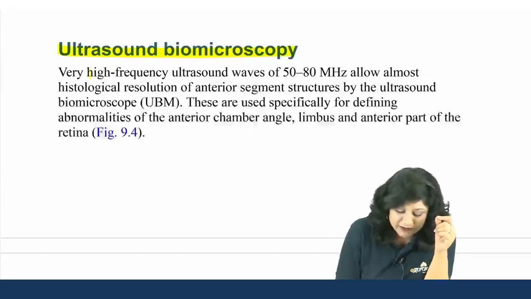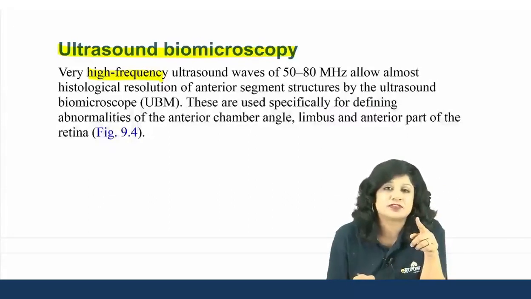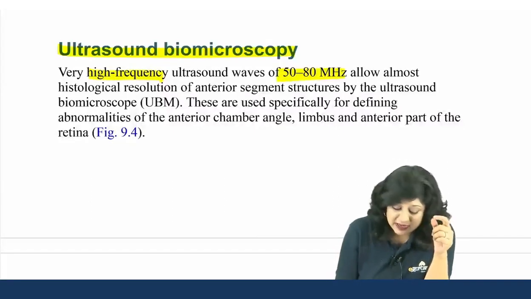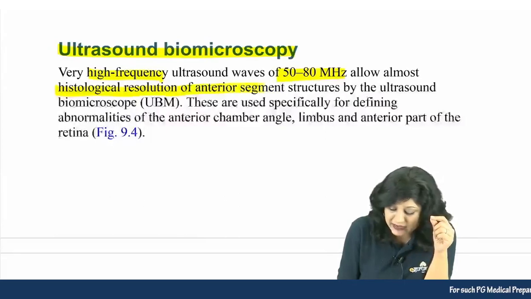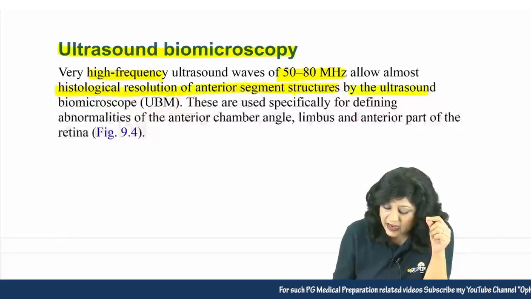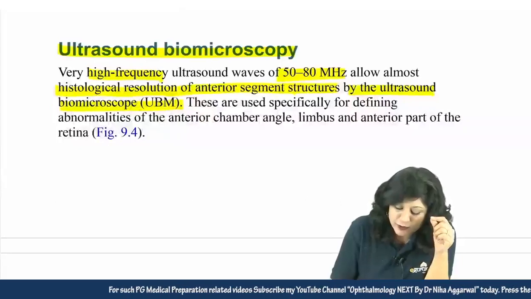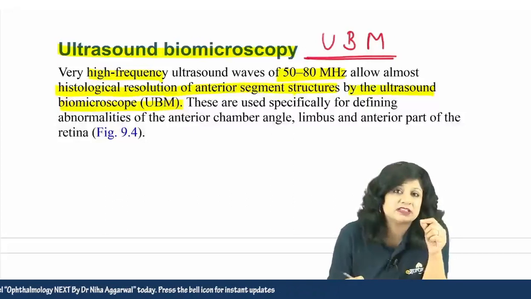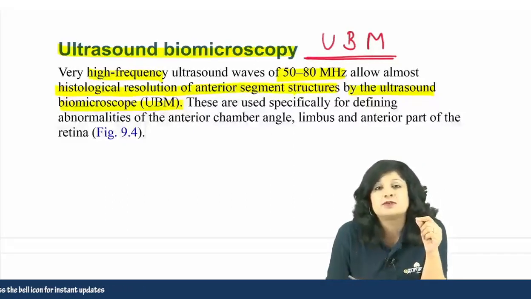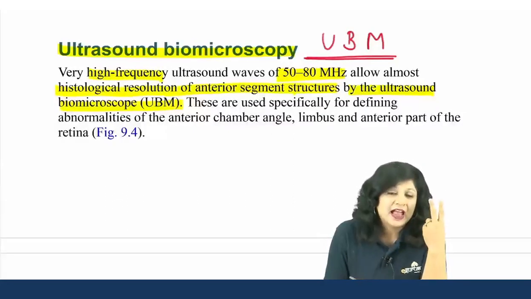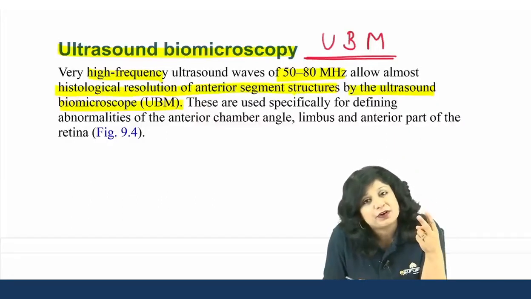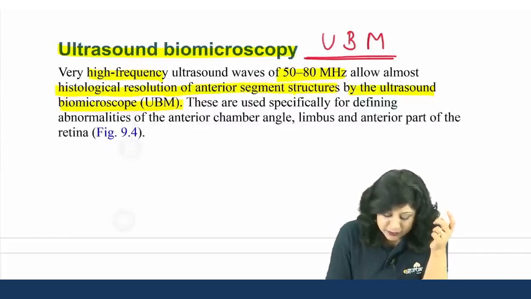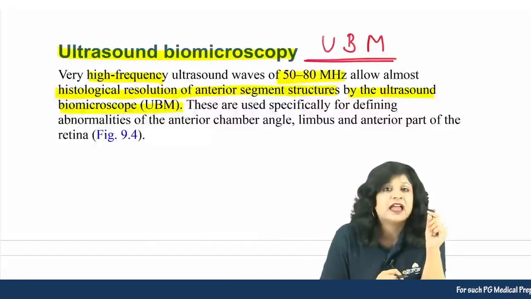Now this is very, very high frequency. What was the normal frequency of ultrasound? That was 8 to 10. This has 50 to 80 megahertz, and that is why we have the histological resolution of the anterior segment structures by the ultrasound biomicroscope. What is the short form? This is your UBM. So you should know when I am talking about UBM, it means ultrasound biomicroscopy. It has a high resolution. We have a very high frequency, 50 to 80, and when you use it, you are able to see the very high resolution of the anterior segment structures.